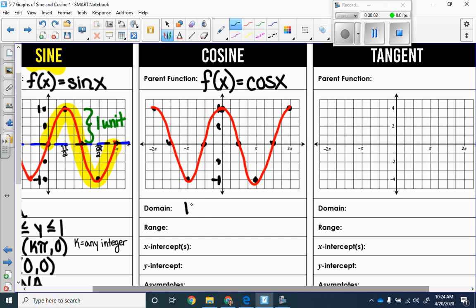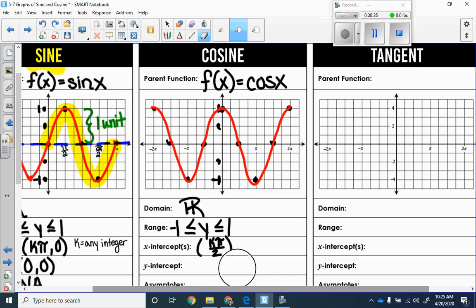Your domain is going to be all real numbers. Our range is going to be values that are between -1 and +1. X-intercepts this time are at multiples of pi over 2. So I'm going to put k pi over 2 on the 0.